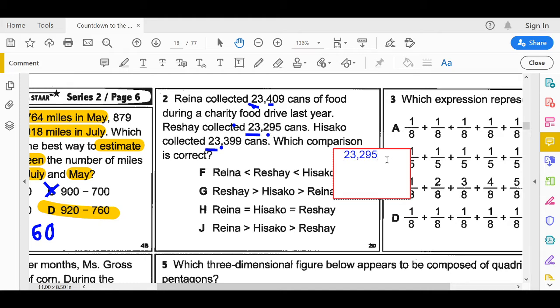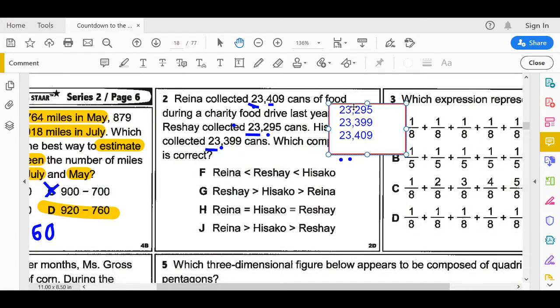23,295. The next number should be 23,399, which is this one right here. And the biggest number, the greatest number here, is 23,409. My numbers are already in order from the smallest to the greatest number, as you can see. And now, based on this chart that I created, let me move it up a little bit here. Let's check the answers, the options.